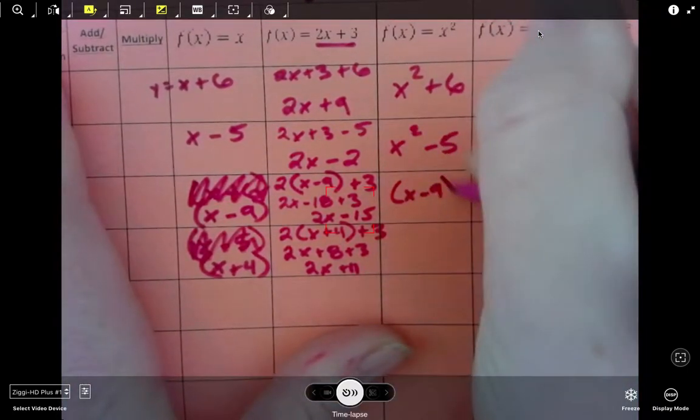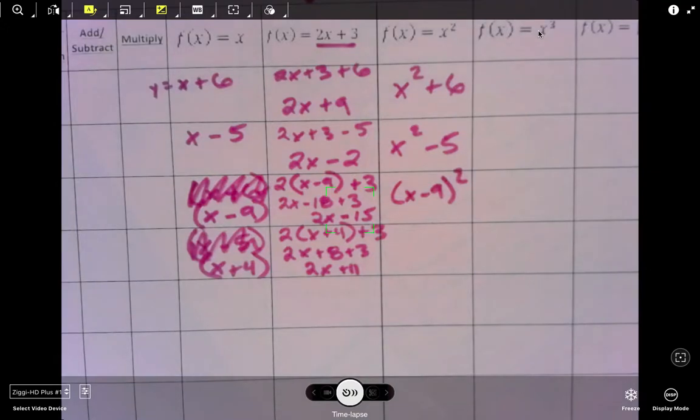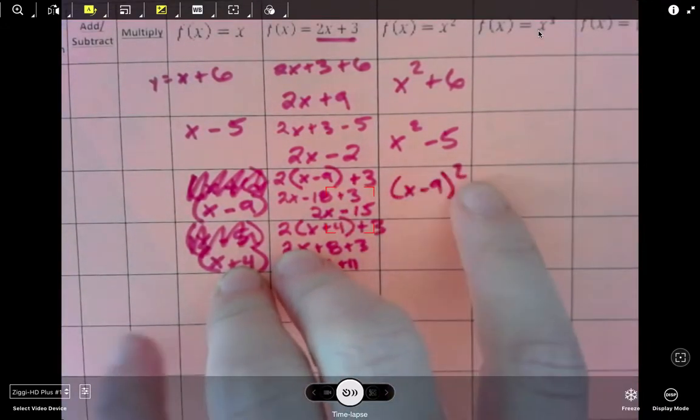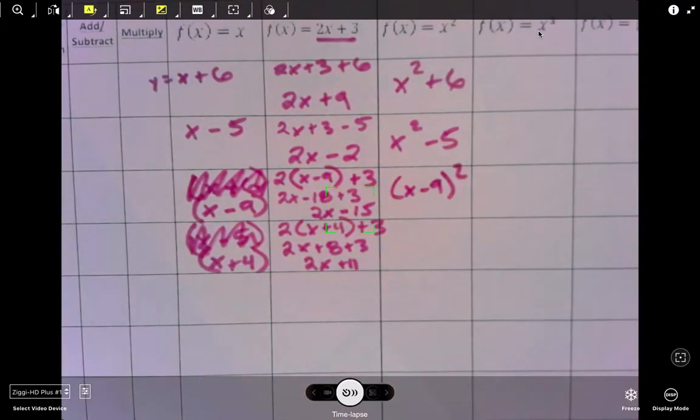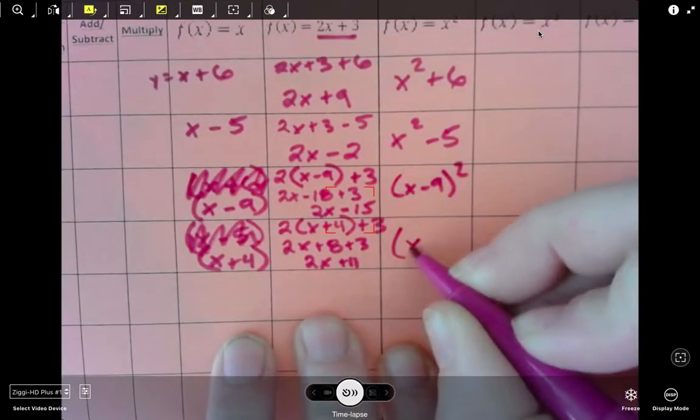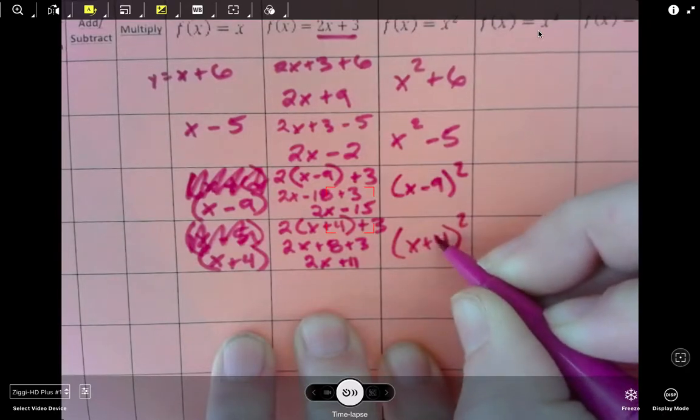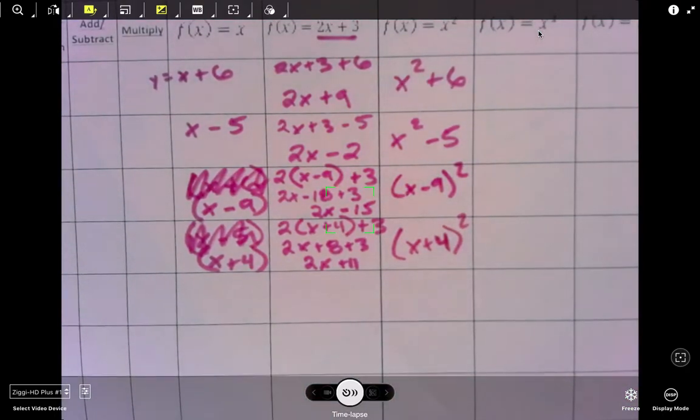X minus 9 is now inside of the parentheses, like that. Okay? X minus 9 inside parentheses. Do not FOIL these out. Leave them like that. Like this column we simplified because it was easy. Do not FOIL each one of those out. What will the 4 units left look like? X plus 4 in parentheses squared. Don't FOIL. Just leave it. Good?